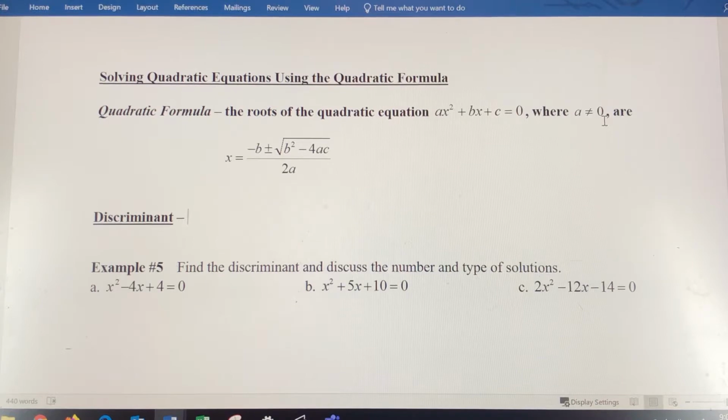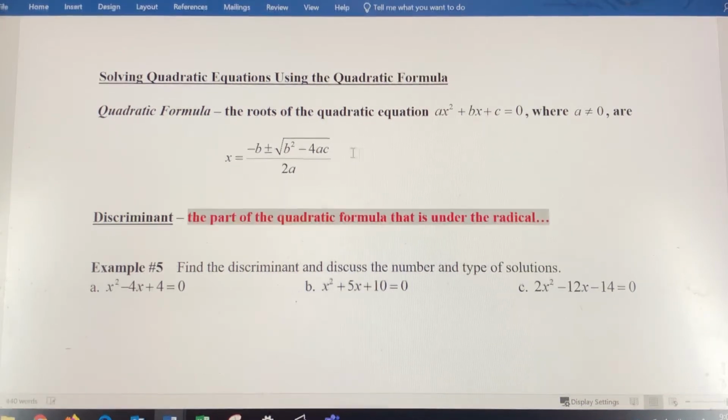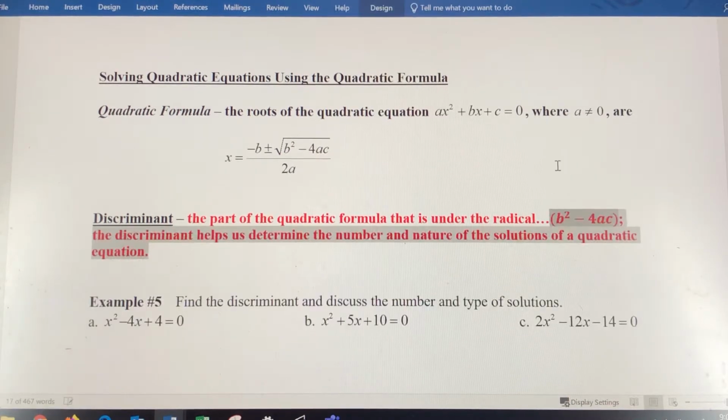This a, b, and c values come from the quadratic when it's written in standard form, okay? Notice a can't be 0. If a is 0, you don't have an x squared term, so it ceases to be a quadratic equation, okay? In this video, though, we're going to focus on the discriminant, and the discriminant is the part of the quadratic formula that is underneath the radical, okay? It's b squared minus 4ac, all right?